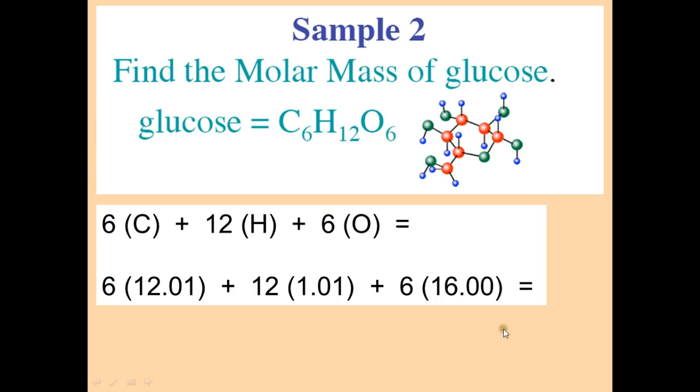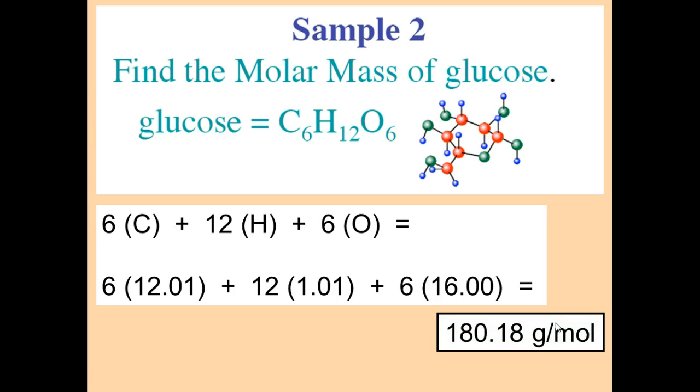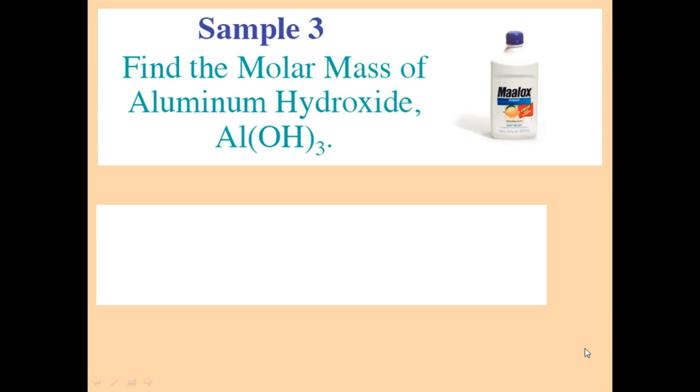So we add up all these products: 6 times 12.01 plus 12 times 1.01 plus 6 times 16 equals 180.18 grams per mole.